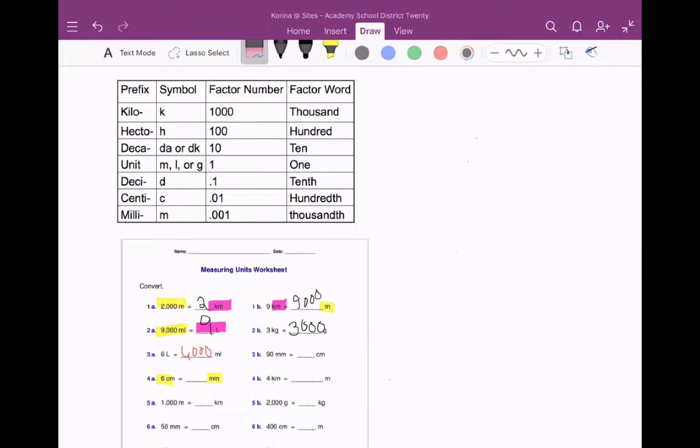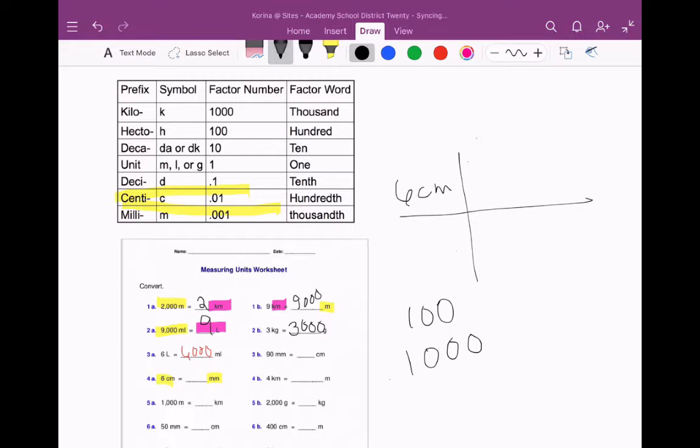So now we're going to look at a little more complex problem. We're going to do number 4a, 6 centimeters equals how many millimeters? We still set this up the same way with 6 centimeters on top, but the conversion factors are where it's going to get a little weird. So we know that 1 centimeter is 1/100th of a meter, and we know that 1 millimeter is going to be 1/1,000th of a meter. So we need to figure out what the difference between these two things is. So our zeros will cross out and it's going to be a 1/10. So 1 millimeter, since it's smaller, is a 1/10 of a centimeter, or a tenth of a centimeter equals 1 millimeter.